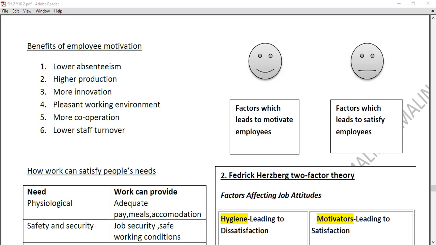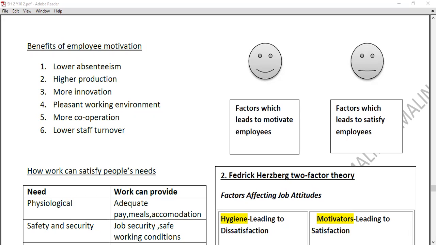Working conditions, job security, quality of supervision, staff relationship, company policy. These things can be the other dissatisfiers, or hygiene factors. In the absence of these factors, absence of pay, absence of working conditions, absence of job security, supervision, lack of relationship, company policies, staff may be demotivated and they will be dissatisfied with the organization and start leaving the organization.